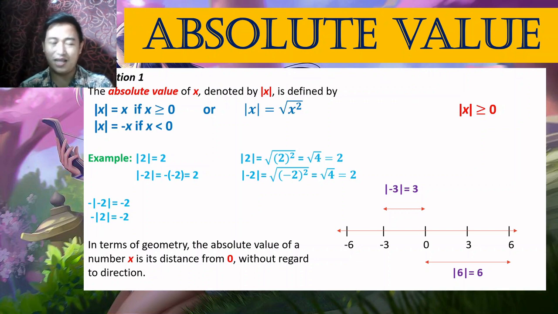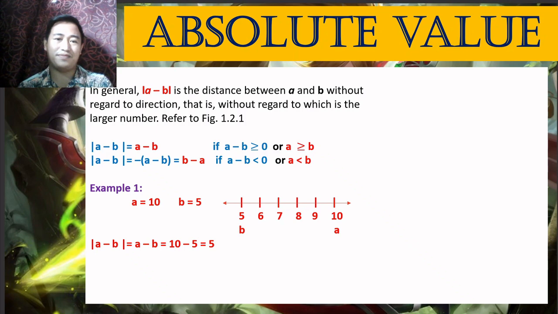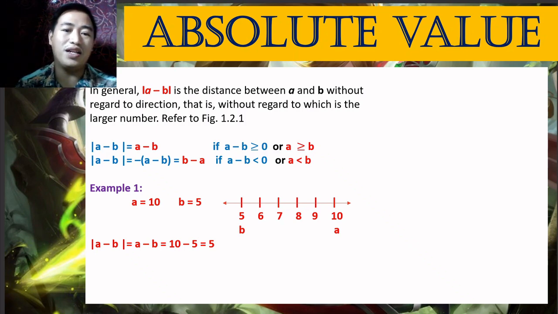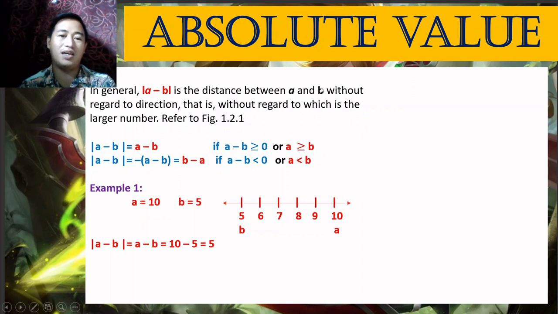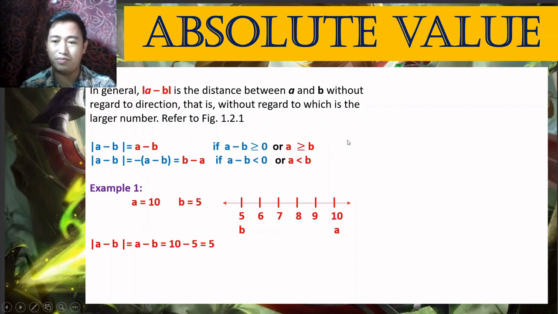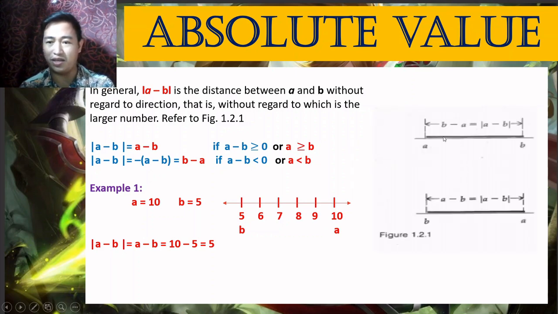Okay? Next. So in general, the absolute value of a minus b is the distance between a and b without regard to direction. So that is without regard to which is the larger number. So refer to figure 1.1.2, another figure in your class materials.